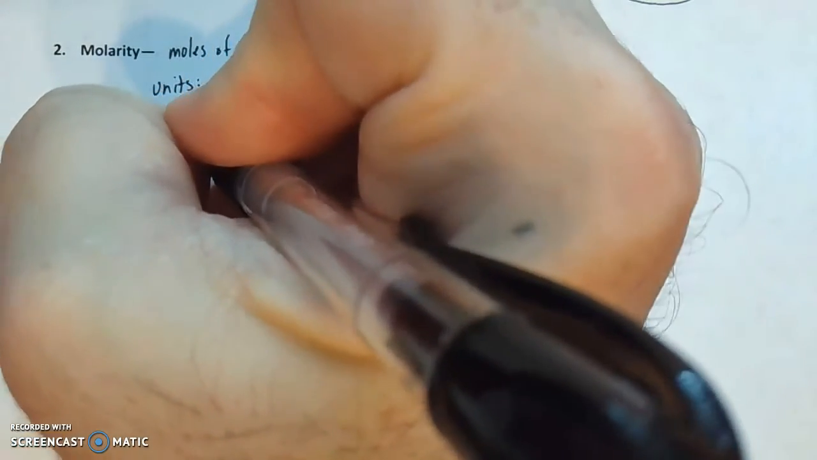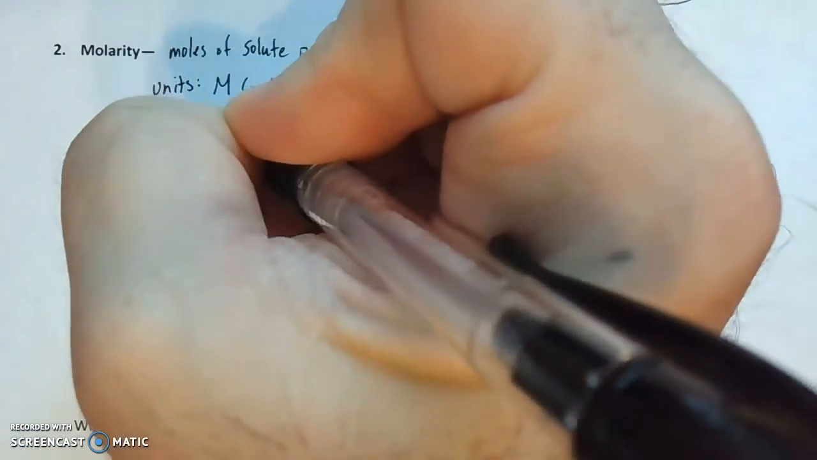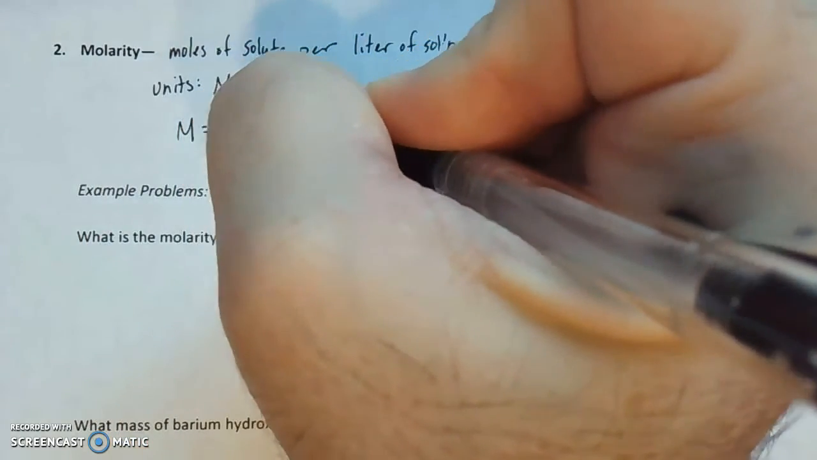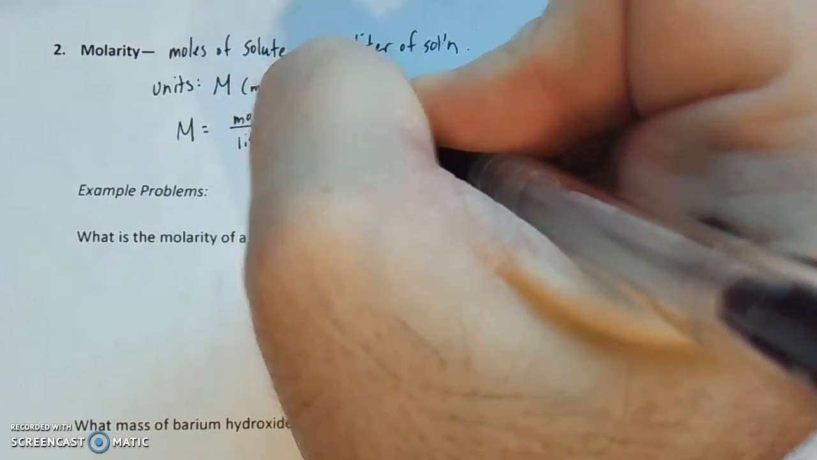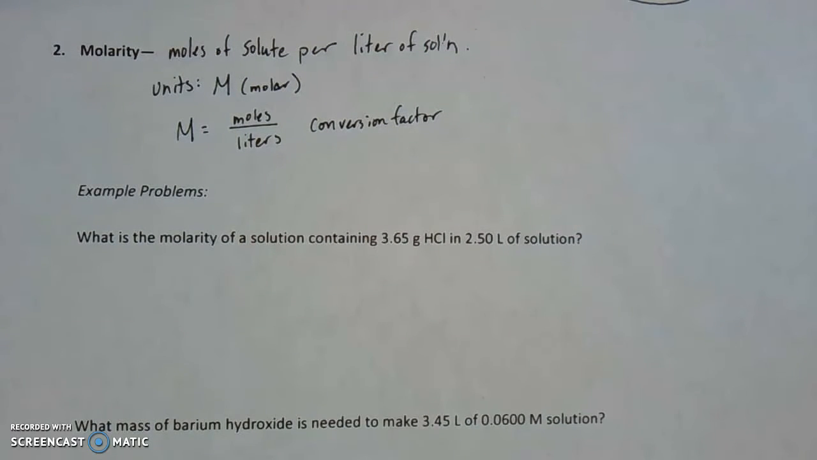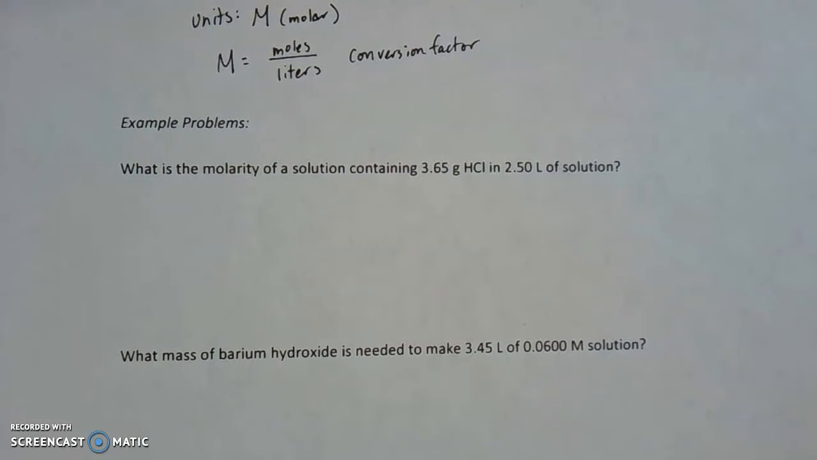And it's calculated moles over liters. And this is our conversion factor that we can use in stoichiometry. So it's moles of solute per liter of solution. So let's look at some examples.